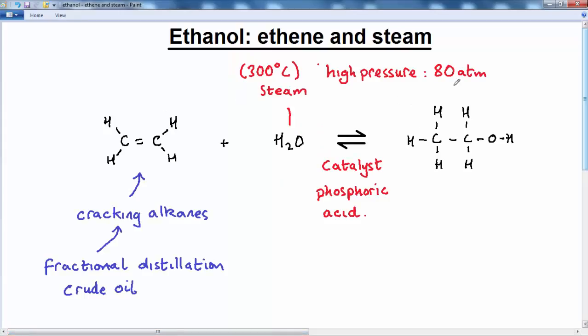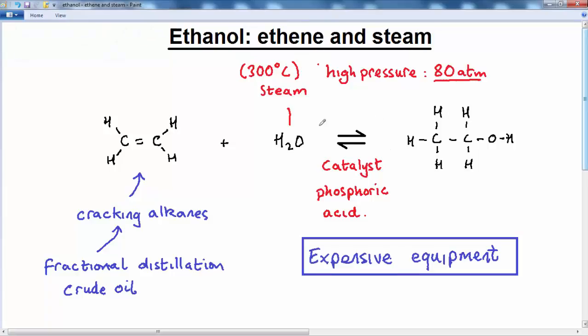What is important, however, is that we remember that 80 atmospheres pressure, 300 degrees Celsius temperature, the cracking of alkanes, the process of fractional distillation all involve extremely expensive equipment. So when we're comparing the manufacture of ethanol using this process with, for example, fermentation, we need to remember that this involves very expensive equipment.